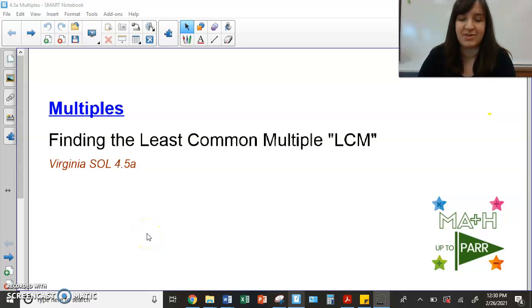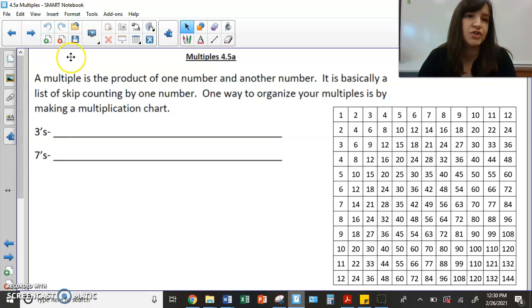Parr, and on this episode of Math Up to Par, we are going to be talking about multiples, and then we're going to be finding the least common multiple, otherwise known as LCM. So when we are finding multiples, we are finding the product of one number and another number. So basically, it's just a list of skip counting by one number. So if you have a number and you skip count by that number, you are actually listing out the multiples of that number. One way to organize your multiples is by making a multiplication chart.